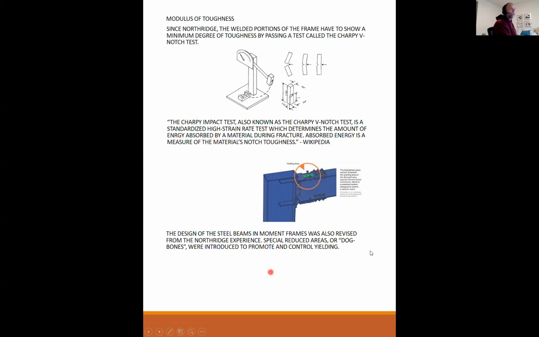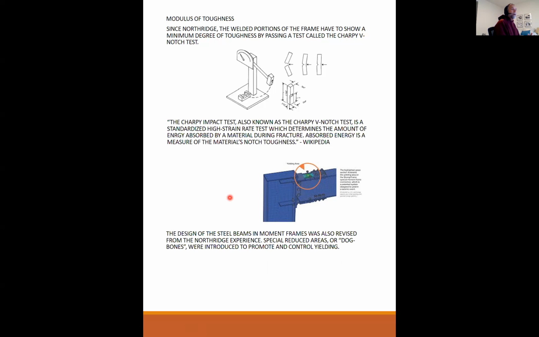The other big change since Northridge is the design of steel beams and moment frames were also revised from the Northridge experience. Special reduced areas, as shown right here, or dog bones, were introduced to promote and control yielding. So again, we kind of walked away from all strength-based design. Everything needs to be stronger than the minimum load that we need, and who cares how strong it is, as long as it is stronger, everything's fine. And that just didn't work very well.